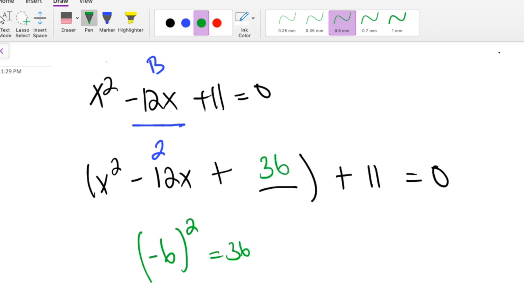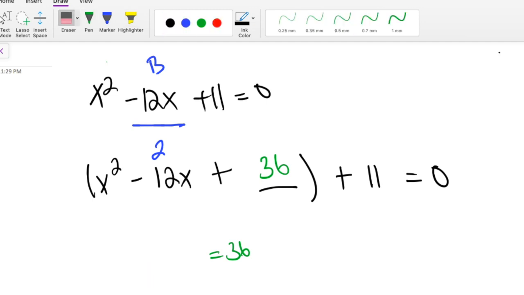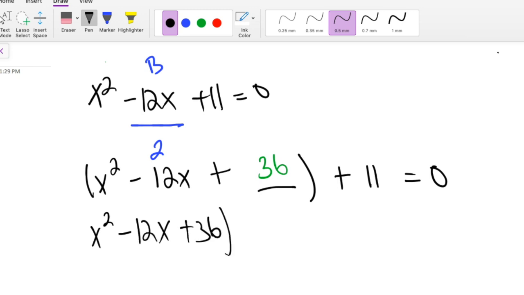Okay? Now, just as a little recap, if you got lost there, all we did was divide our B in half. That's where we got the negative 6. And then we squared it right over here. We got our 36, which we put up here. And that is just a little quick explanation of what we just did. All right, so now that we have that, let me erase this so we have more room to work. All we're going to do now is simplify a little bit. So we have x squared minus 12x plus 36. That's going to stay exactly how it is.